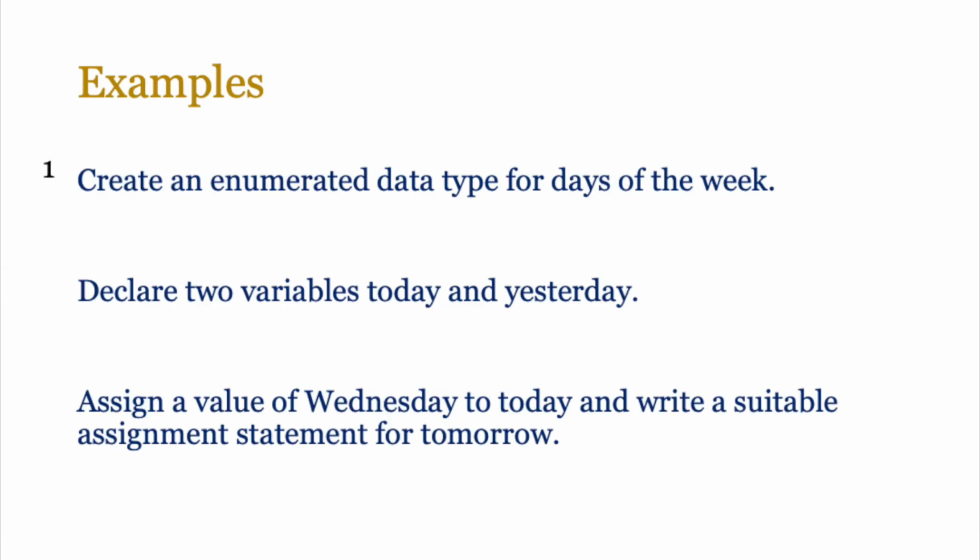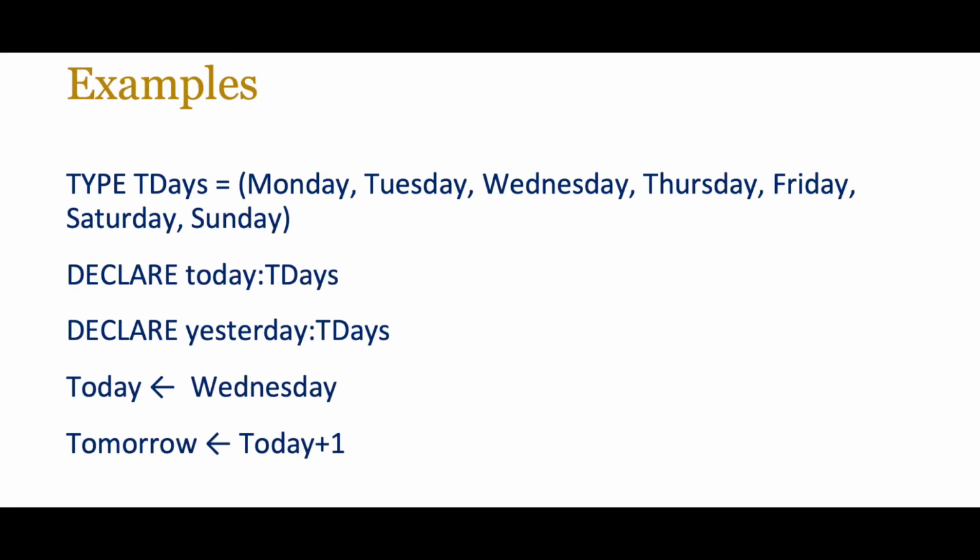So on screen, you see the first one, an example which states that you need to create an enumerated data type for days of the week. You then need to declare two variables, today and yesterday, using that new data type you've created. And you need to assign a value of Wednesday to today and write a suitable assignment statement for tomorrow. Okay? Pause the video, have a go at this. Okay, let's look at the solution.